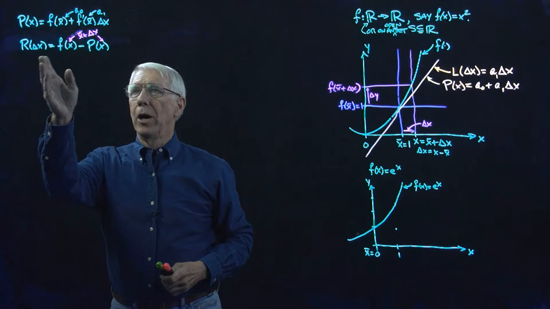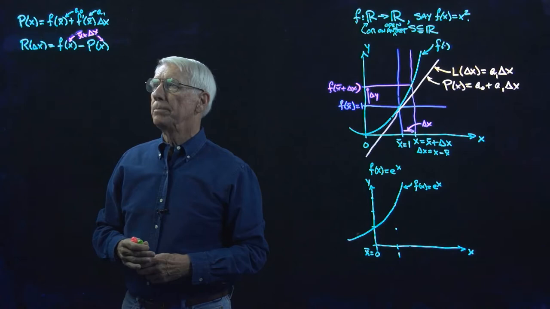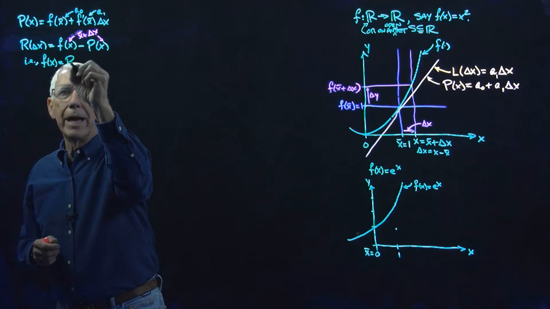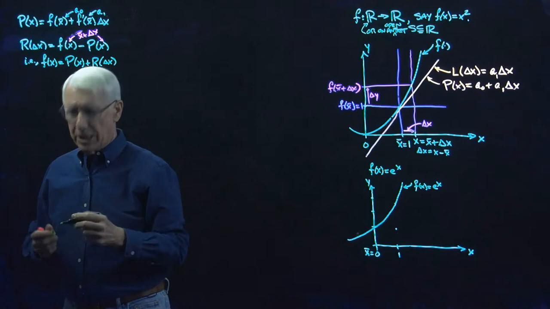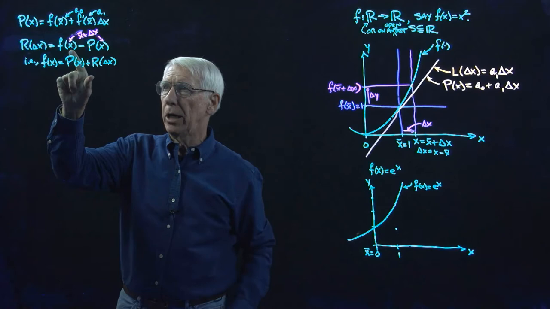So I could have written this as r of x, or I could have written this as f and p of delta x, that we can translate back and forth. And in fact, let's even note that I could just as well have written this as f of x equals p of x plus r of delta x. So here we can see why I called it the error of the approximation. This is the true value of f at some x away from x bar, and this is our approximation, so this is how far we're off.